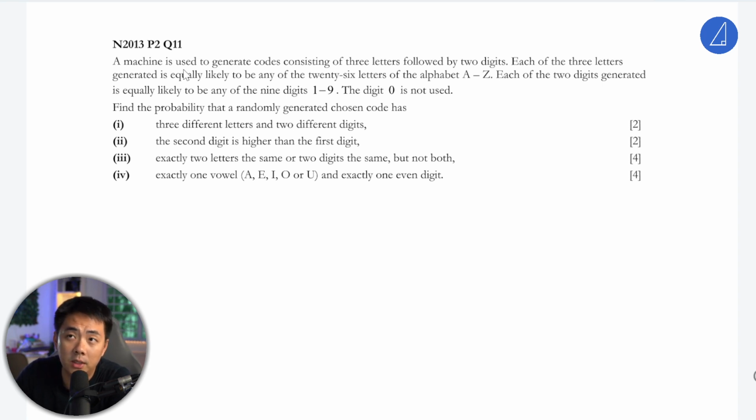So a machine is used to generate codes consisting of 3 letters followed by 2 digits. Each of the 3 letters generated is equally likely to be taken from 26 letters of the alphabet A to Z. Each of the 2 digits generated is equally likely to be any of the 9 digits, 1 to 9. 0 is not used. Great. So find the probability that the randomly generated chosen code has 3 different letters and 2 different digits.